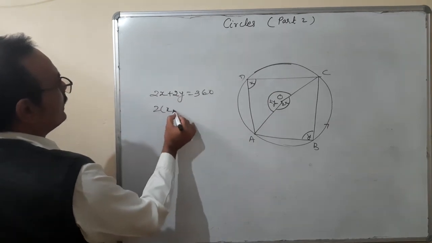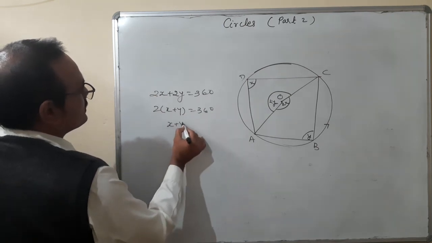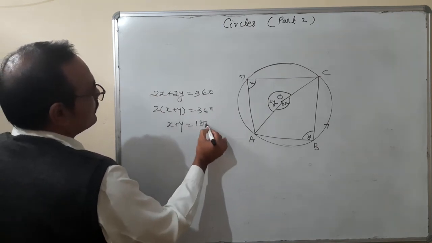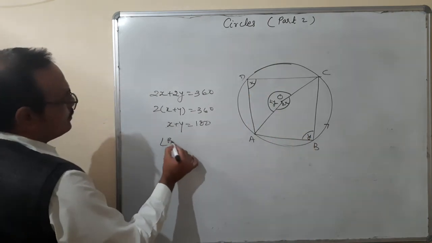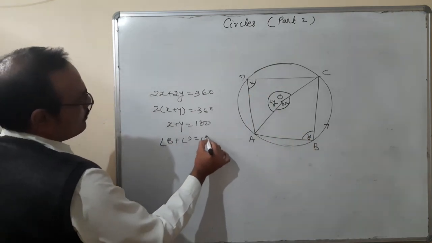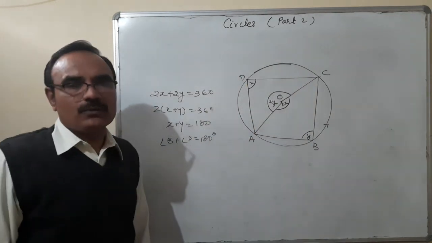2 common, x plus y is equal to 360 upon 2. Therefore, x plus y is equal to 180. That means angle B plus angle D is equal to 180 degree, same as A plus C is equal to 180 degree.